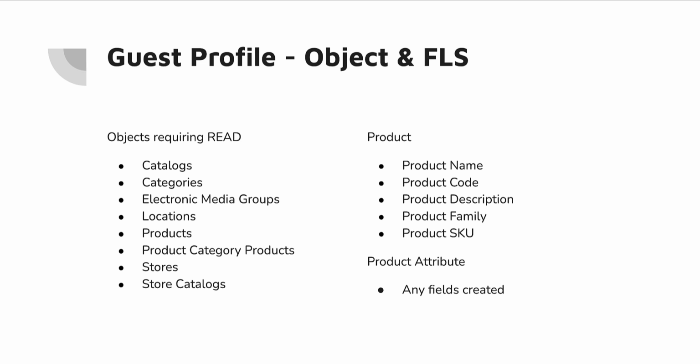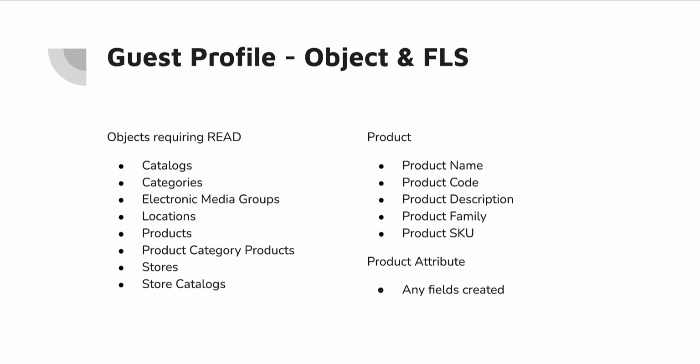But on the left-hand side here, we have all the objects that you need to go through and actually provide read access. So that's catalog, categories, media, so you can actually see images, locations, products, product category products, stores, and store catalogs. All of these you need read access so the guest user can actually see everything as they navigate around. And on the right-hand side, this is field level security on two of these objects here. On the product, you'll need to provide the 5 fields that I've shown here with read access. By default, they aren't on there.